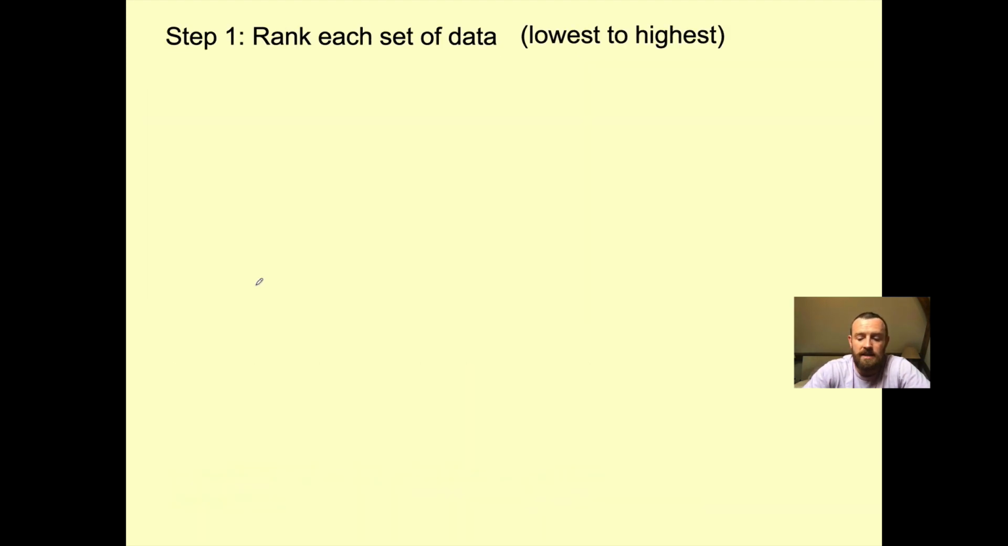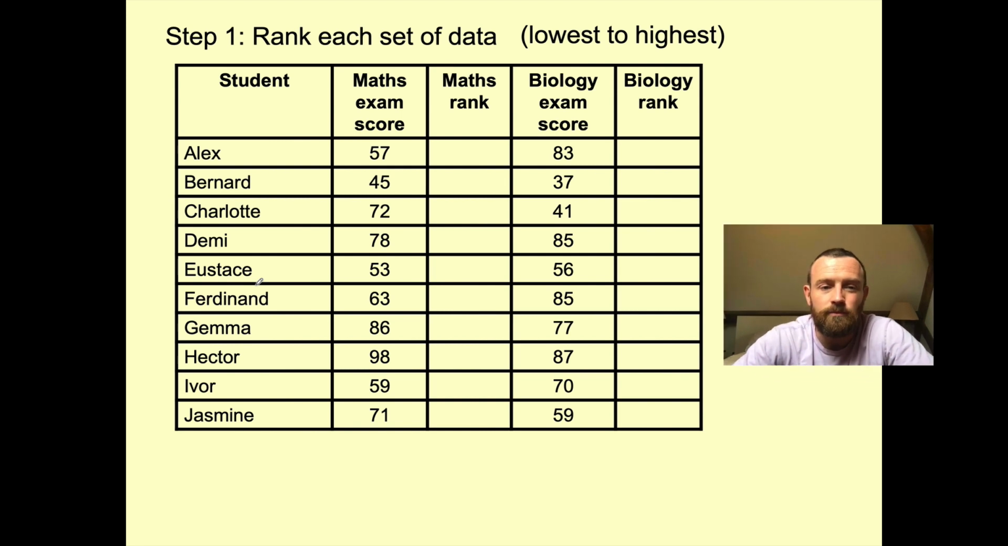All right, so here is the table that we're going to do. Now the first step when we're doing this is to rank each set of data. So this is the same table that we had before, but I've just put in an extra column here so I can rank the data. What do I mean by rank? Well, I mean who got the best score in the maths exam. So if we look down here, Hector did extremely well. So Hector's rank would be 1 in this case. And then if we scan down and look at the second best score, that would be Gemma. So that would be 2.